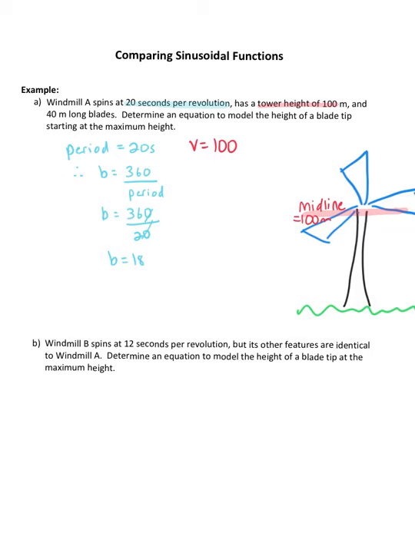Next, we are told that the blades are 40 meters long. So that is the length of one blade above the midline and then below the midline. So once we're at the midline of 100 meters, the maximum that the blades could go is 40 meters above that, so 140 meters above the ground. The minimum would be 40 meters below that, which is 60 meters above the ground. So knowing how long the blades are tells us the amplitude of the function.